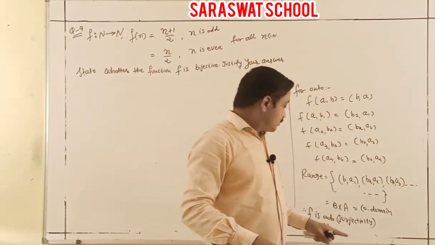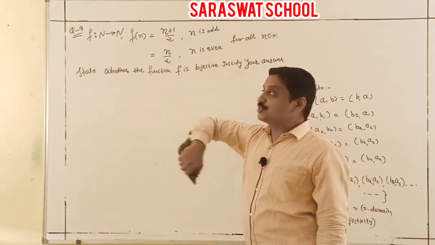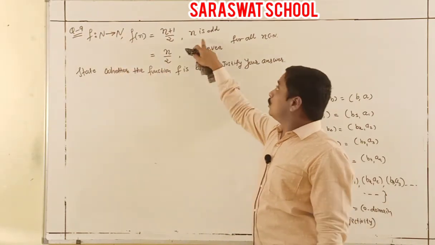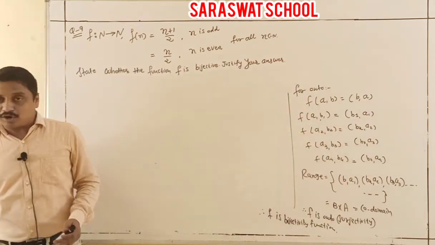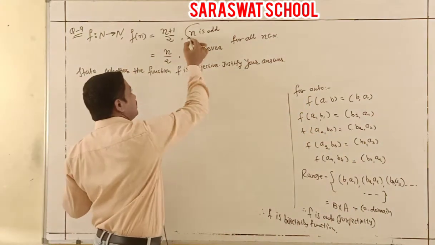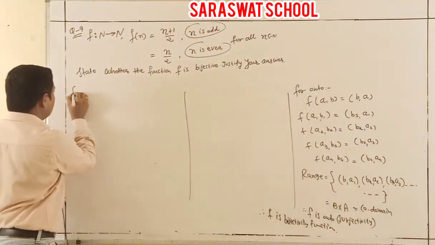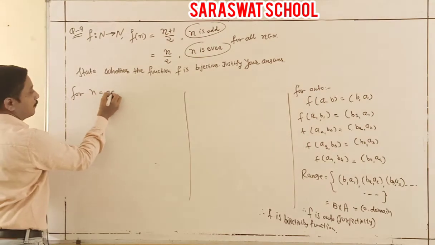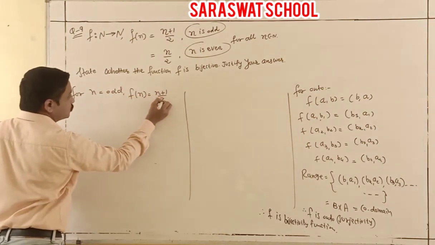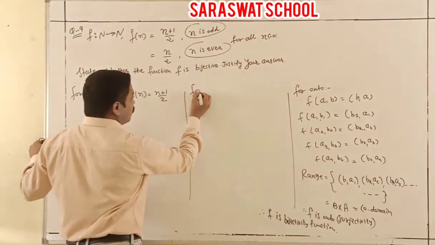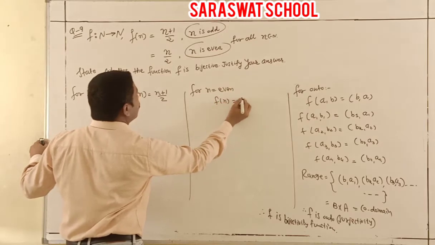Yes, now after ending bijective functions, students, I go to the next one, question 9. A function from N to N is given, one for odd and one for even, and check here whether it is bijective or not. Students, I explain odd and even separately. First of all, for n odd, what is f(n)? (n plus 1) by 2. And similarly, for n even, f(n) is n by 2.